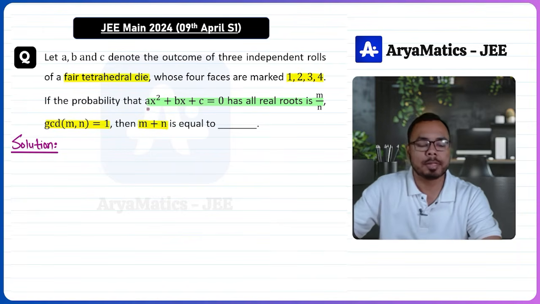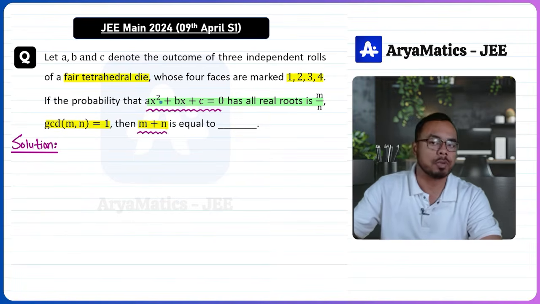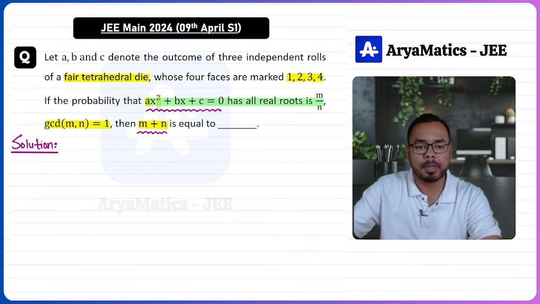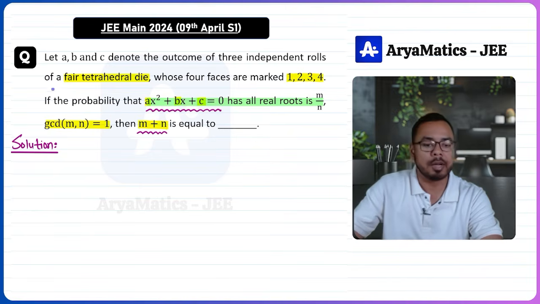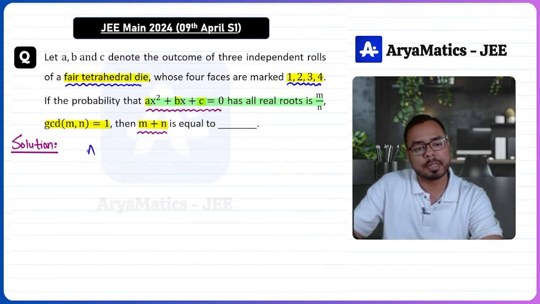So basically the problem is that we have to find the probability that this quadratic equation will have all real roots. If that probability is m by n, then we need to find m plus n. Also, in this quadratic equation, the unknowns a, b, and c are obtained by throwing this tetrahedral dice, and on that dice, the different possible outcomes are 1, 2, 3, and 4. So let us say A is the set which contains these four elements 1, 2, 3, 4.